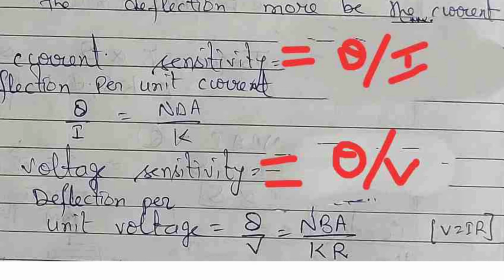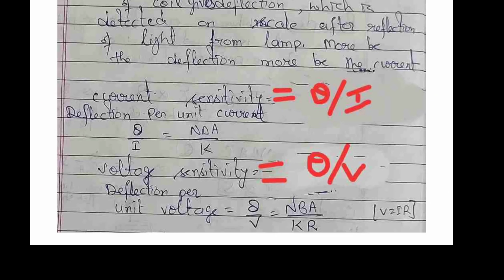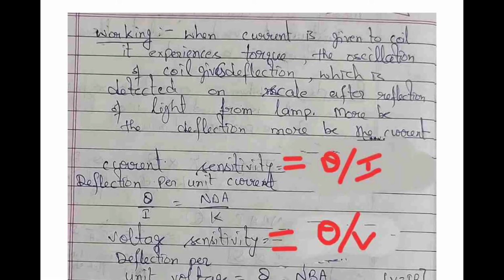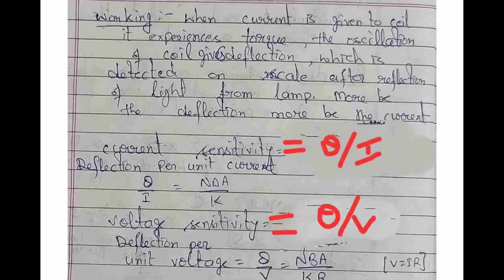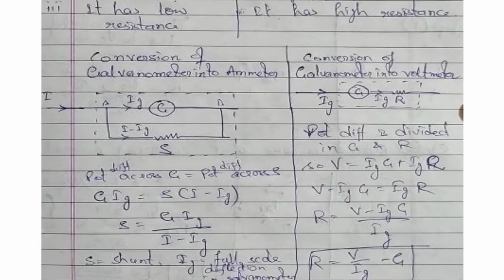We know the relation theta by I is equal to NBA by K, and for voltage sensitivity theta by V, with V equal to IR, is NBA by KR. Keep in mind you cannot increase NBA, because if you increase the number of turns, magnetic field or area, it will lead to bulk, and in fact you can decrease the values of K and R. That's why we use the phosphor bronze wire, a flat strip of phosphor bronze wire.